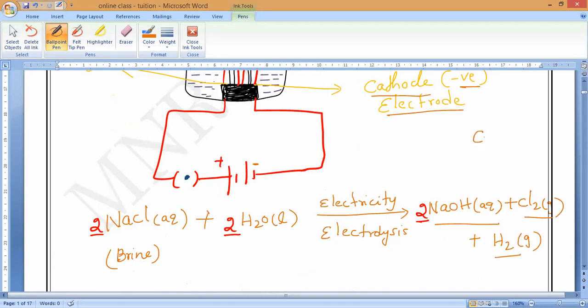Now if you take chlorine, chlorine is minus, and hydrogen is plus. Chlorine being minus means these are called anions. And H plus ions are called cations. So always remember, cations will go towards the cathode, and anions will go towards the anode. All of you have to remember that.